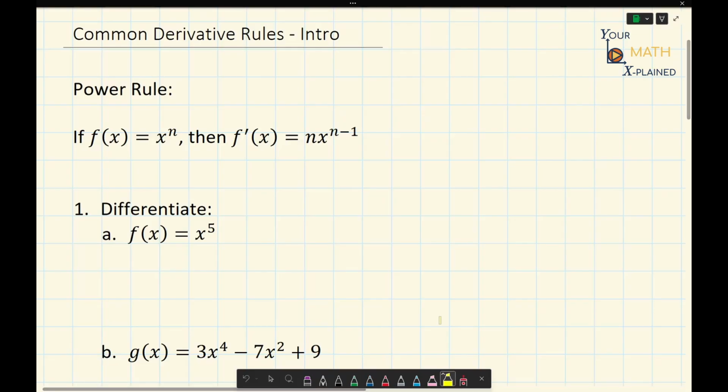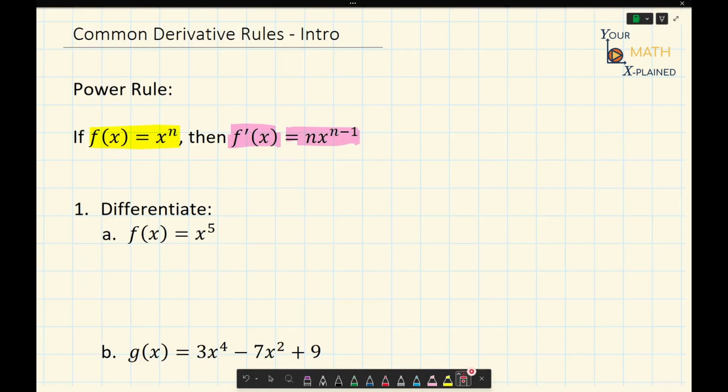The power rule says that if our function f of x is equal to x to the power of n, where n is some number, then the derivative of f of x, which is f prime of x, is equal to n times x to the power of n minus 1. So essentially, that means the exponent, n, drops down to the front so that it becomes the coefficient, and then the new exponent is now 1 less than what it was before.